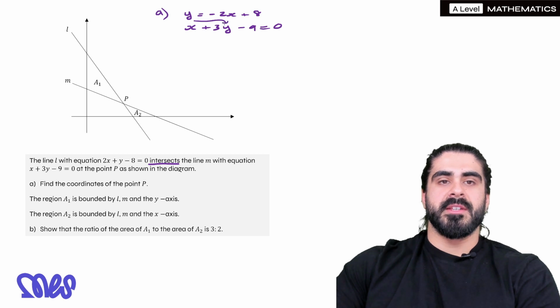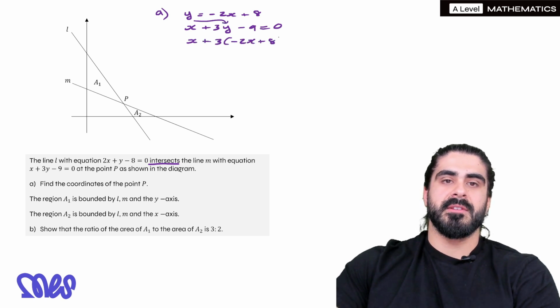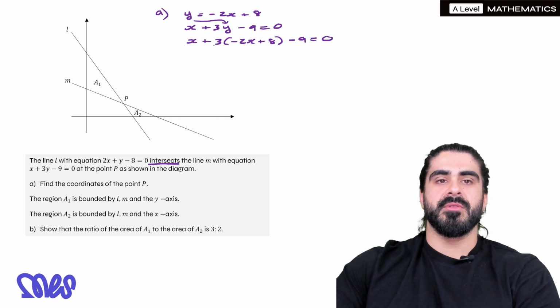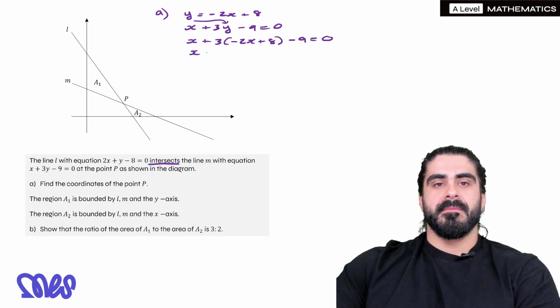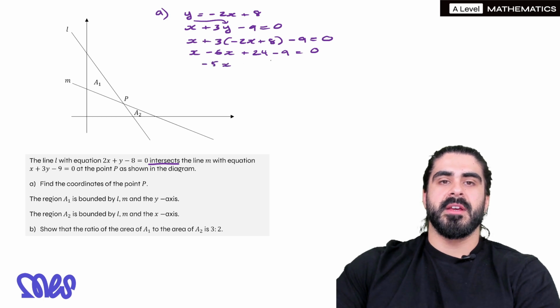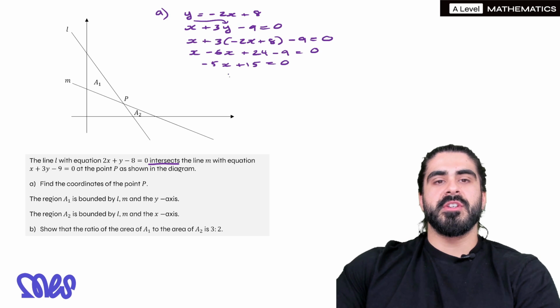So I'm going to sub in y into there. So we're going to get x plus 3 lots of minus 2x plus 8 minus 9 equals 0. So we have x minus 6x plus 24 minus 9 equals 0. So we get minus 5x, 24 minus 9, 15, is 0. And when you rearrange that, you're going to get x equals 3.